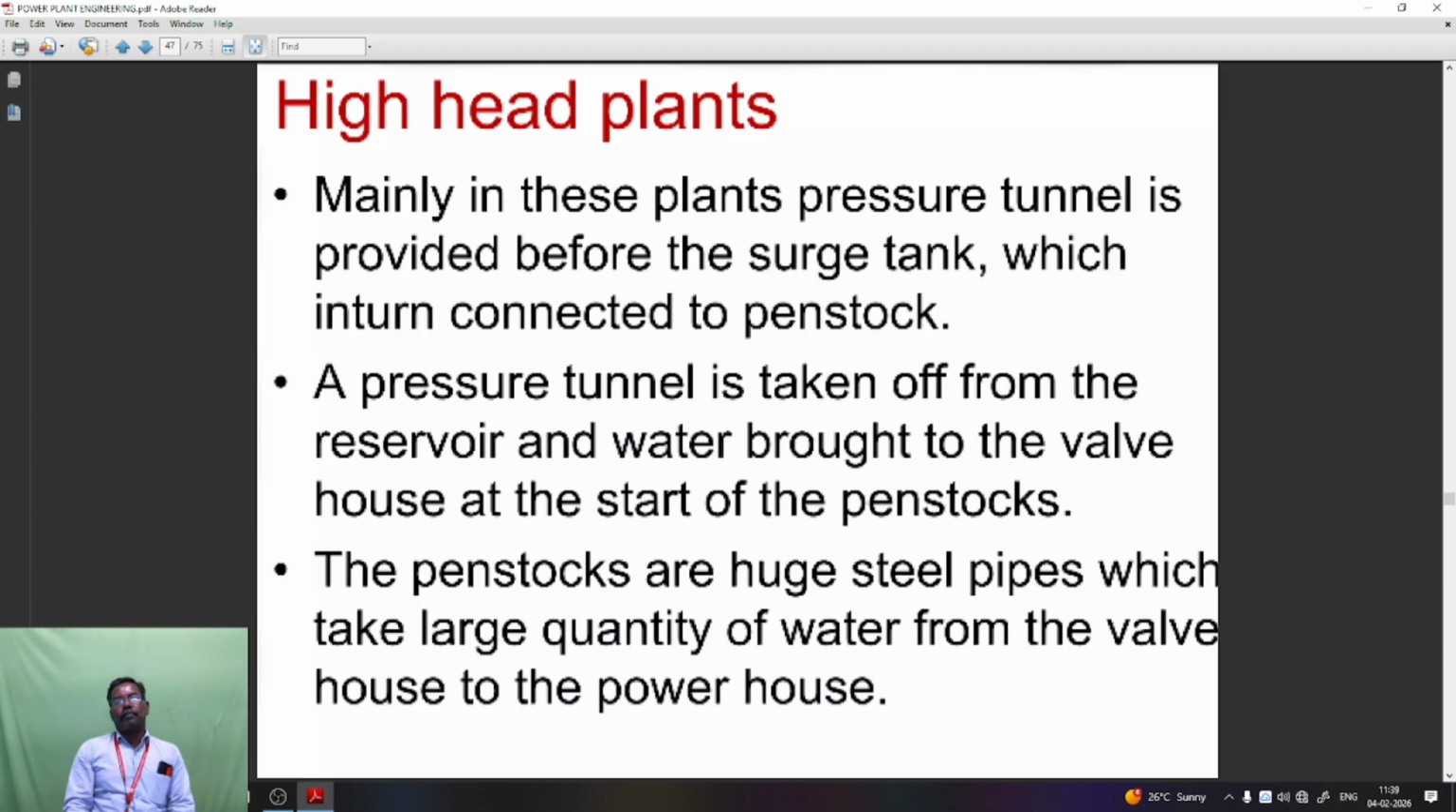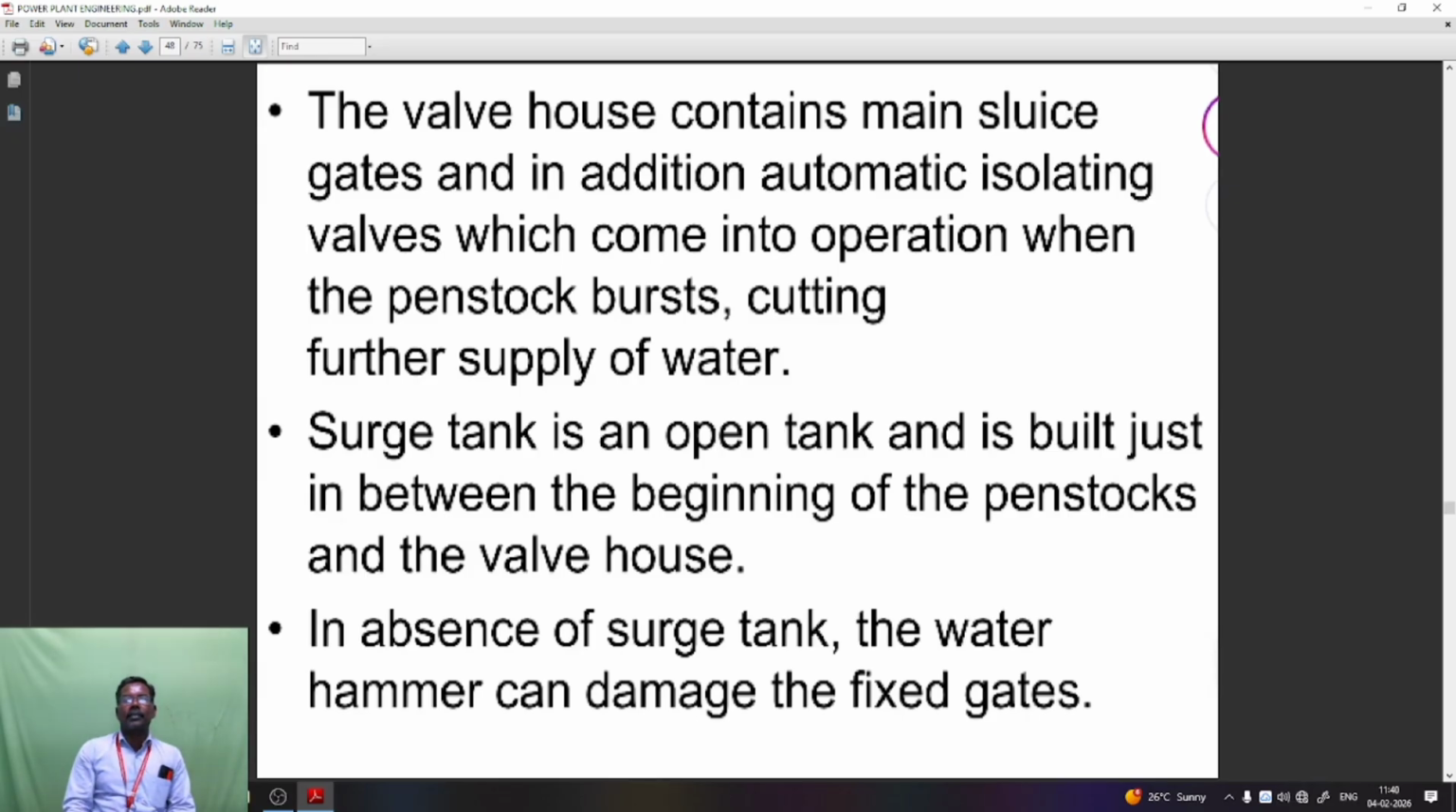penstock. A pressure tunnel is taken off from the reservoir and water is brought to the valve house at the start of the penstocks. The penstocks are huge steel pipes which take a large quantity of water from the valve house to the powerhouse. The valve house contains main sluice gates and, in addition, automatic isolating valves which come into operation when the penstock bursts, cutting further supply of water.